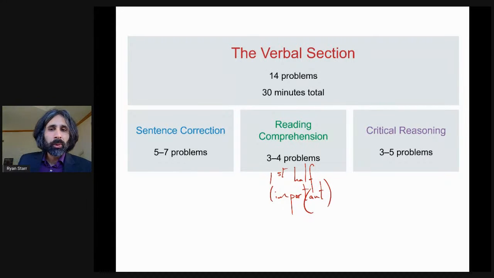The second half of verbal will be all critical reasoning and sentence correction. And what'll usually happen is the first half of verbal, you get 4 reading comprehension questions, 2 sentence correction questions, and 1 critical reasoning question. And then the other 4 or so sentence correction questions and the other 3 critical reasoning questions come in the second half, and they're all scattered about. The order can change.